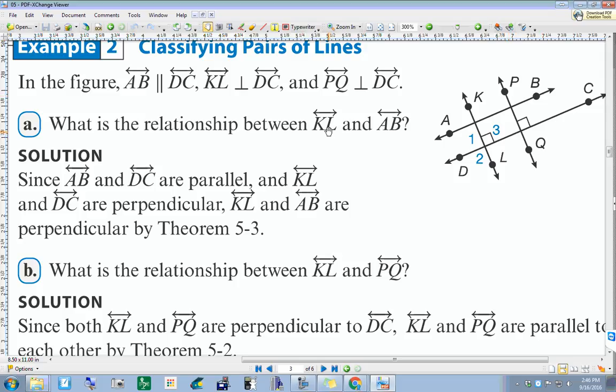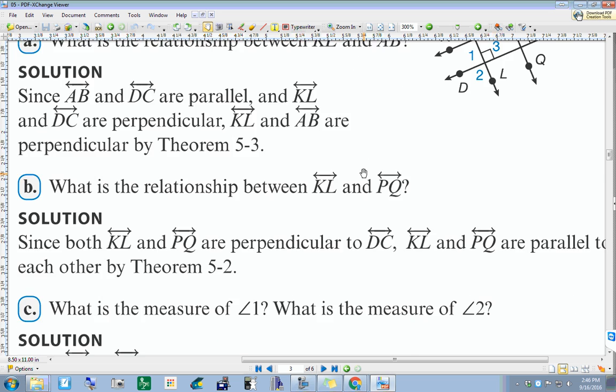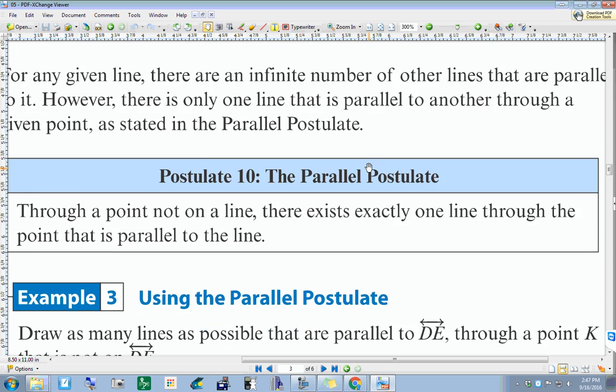So what's the relationship between KL and AB? What would they have to be? They would have to be perpendicular, right? Because this is perpendicular to that, this is perpendicular to that. We were told that this is parallel to that, therefore, perpendicular, perpendicular. It's not all that bad, it's just really going through and decoding what it all has there for us. So, let's try this one.